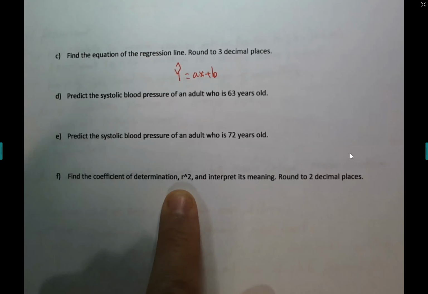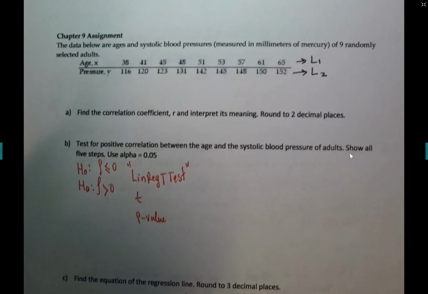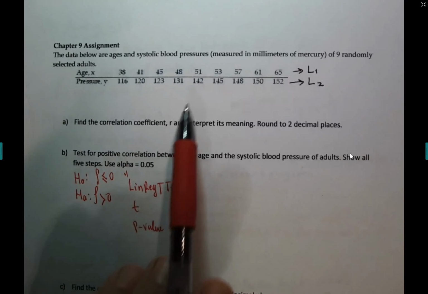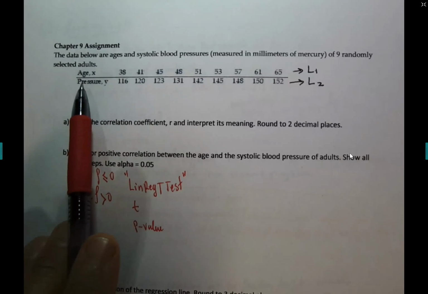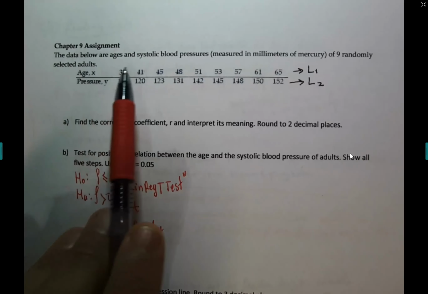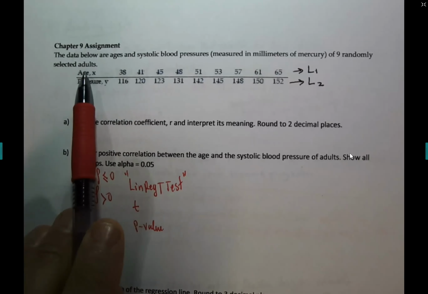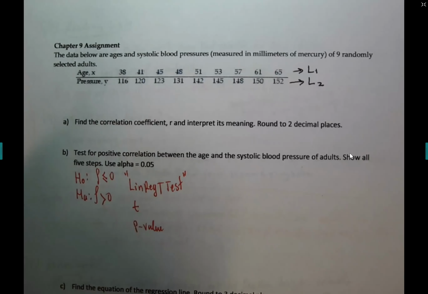Find the coefficient of determination, R squared, and interpret its meaning. Let's say R squared, guys, turned out to be 70%. So this is what you say. You say 70% of the variation in the blood pressure can be explained by the variation in the age of a person or of an adult using the regression line. Any questions here?